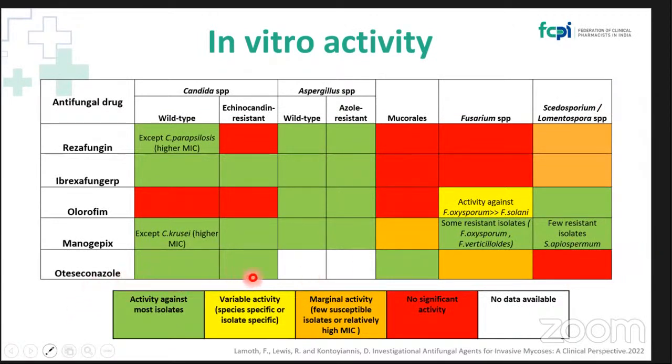When we come to oteseconazole, they have good activity against Candida species. There is no data available for Aspergillus species. It is active towards Mucorales, with marginal activity towards Fusarium species, and no activity towards Scedosporium and Lomentospora species.